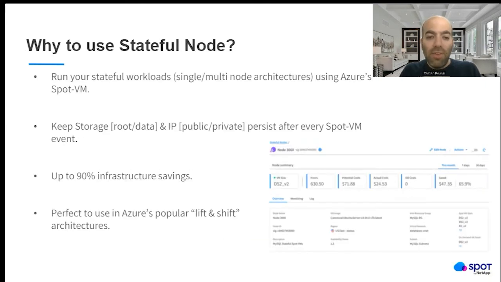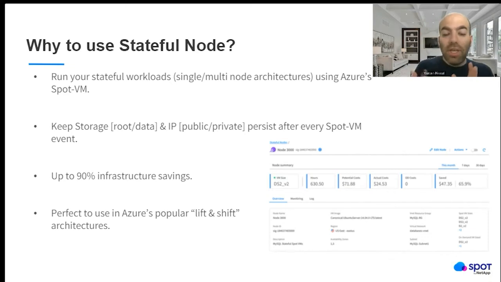But why use stateful node from the get-go? I think we will cover that in a second, but you can use whatever you want. You can use pay-as-you-go, but here you actually reach up to 90% of savings on your infrastructure cost while running stateful workloads that require your root or your data, your public or your private IP to persist throughout the application lifetime.